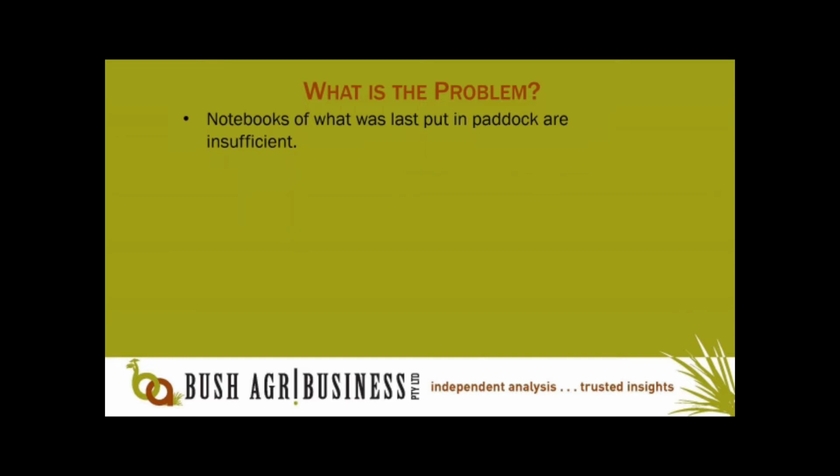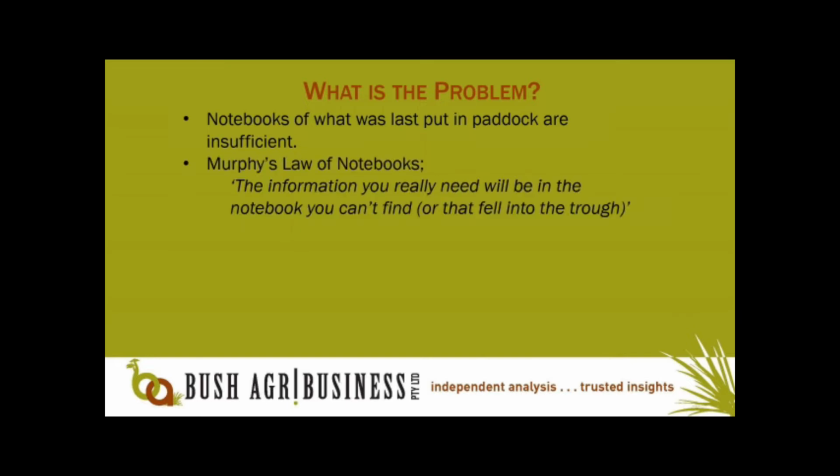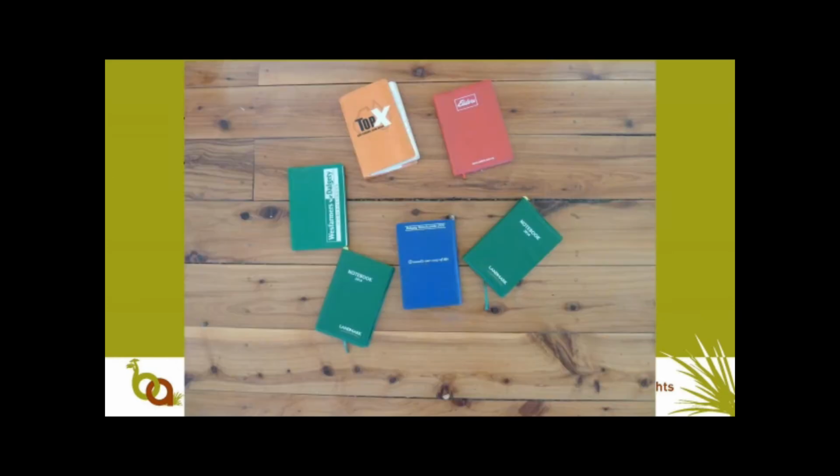There is a place for notebooks, and they're a very good place to store information, recorded in a central location when you come back. But I think there's a bit of a Murphy's Law with notebooks, where the information you really need will be in the notebook you can't find or that's illegible because it fell into the trough. And we've all been in a situation where you've got all these notebooks and can't find the one you need. So they're useful out in the paddock, but the information needs to come in and be compiled and reconciled in a central spot in the office.